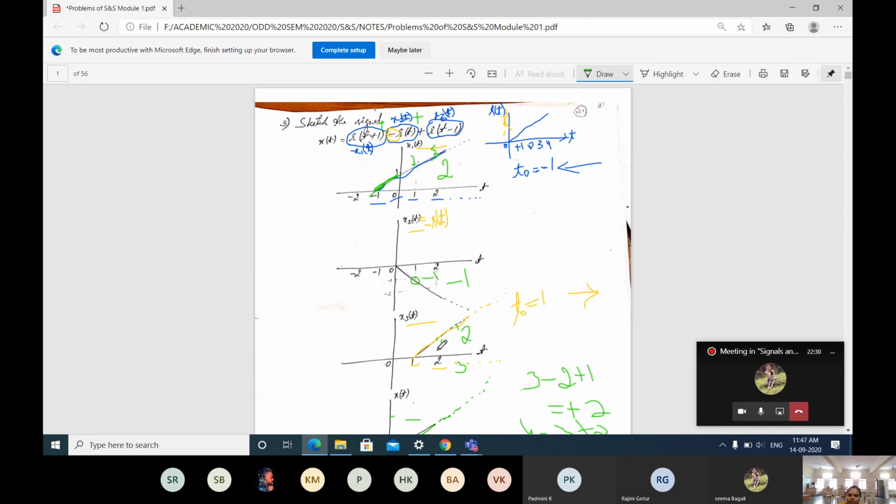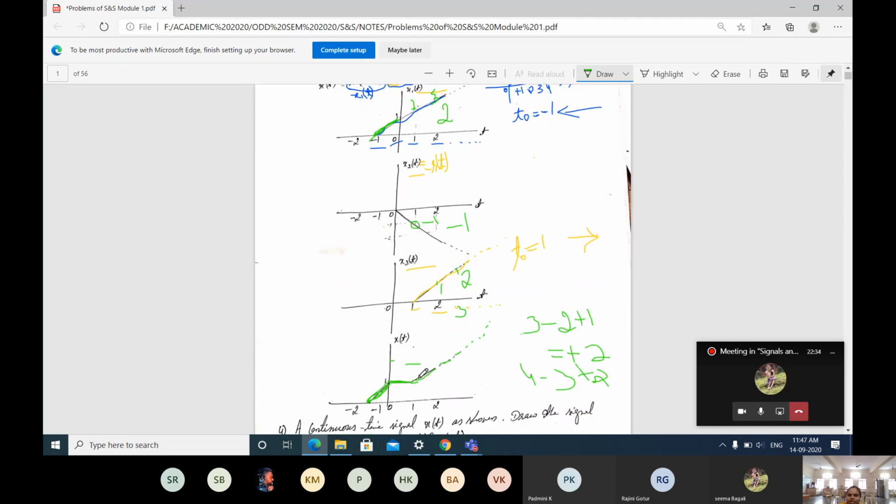Then add all the signal. While you are adding, go for each and every point, minus 1 to 0 and then 0 to 1, 1 to 2. Here it is a negative way, here it is the positive way. Yes, it is increasing. Again here it is decreasing.